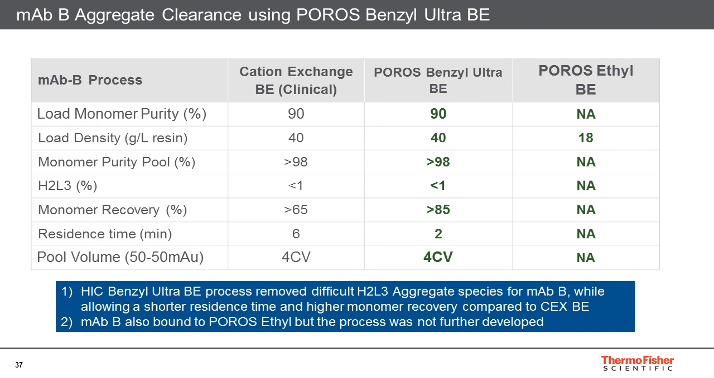So we designed, as an alternative to CEX, a POROS Benzyl Ultra bind-elute process. And I'm just showing the metrics side by side here compared to the clinical cation exchange process. We managed to increase the yield by 20%. And we also basically show similar aggregate clearance in removing the H2L3 species. And at the same time, we're running it at a lower residence time. At the same time, we also did a quick bind and elute process for mAb-B on POROS Ethyl, strictly for looking at viral clearance without really optimizing further the aggregate clearance on this particular resin.